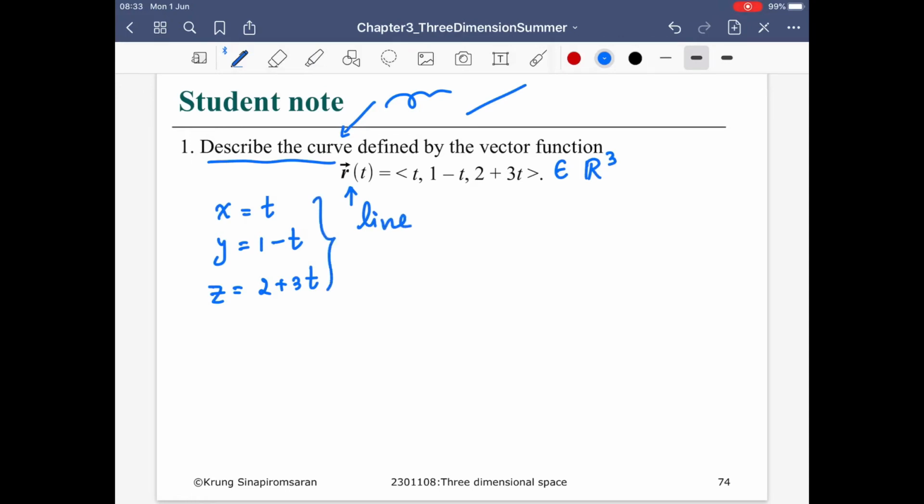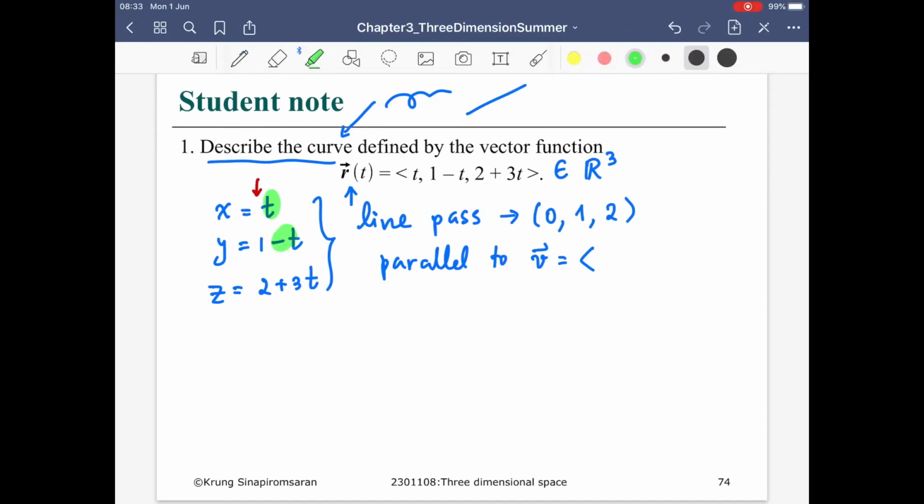Because here is the equation of a line that is passing through which point? It's passing through 0, 1, and 2, and parallel to which vector? Well, what will be your directional vector? It is the coefficient in front of your t in each of the components, right? So it is 1, -1, and 3. So it's simply a straight line.